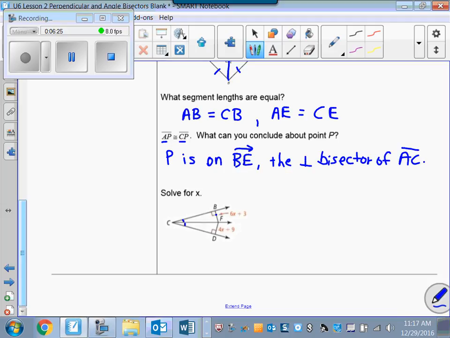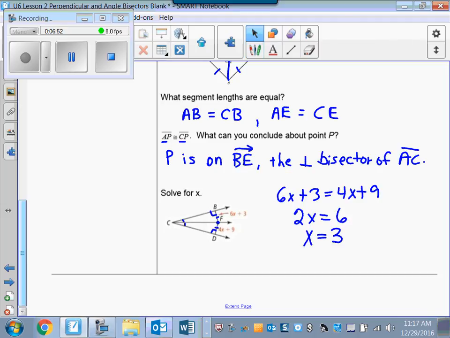FB is perpendicular to CB and FD is perpendicular to CD. Therefore, we know that they're equidistant, right? F is equidistant from both sides of the angle. So what I know is that these two are congruent, so I can solve for x by setting them equal. All right, so 2x equals 6, therefore x has to be 3. And that's all there is to it.